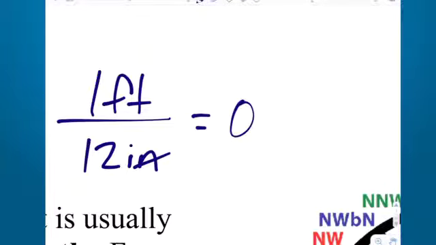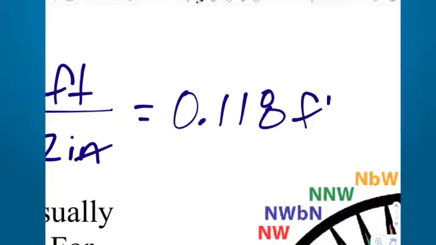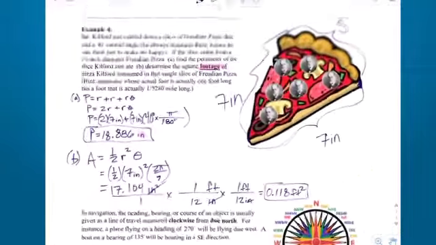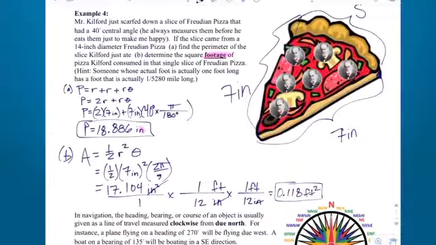You get it equals 0.118 square feet. And that's a lot of Freudian pizza. 118,000 square feet of pizza. It's hard to eat more than one slice, so there's always leftovers.